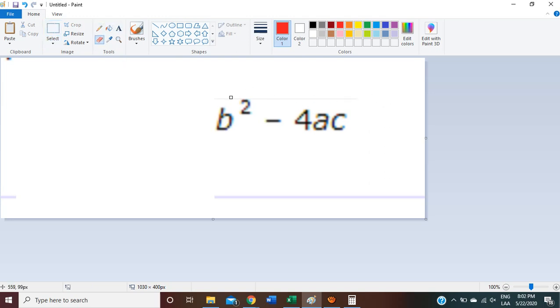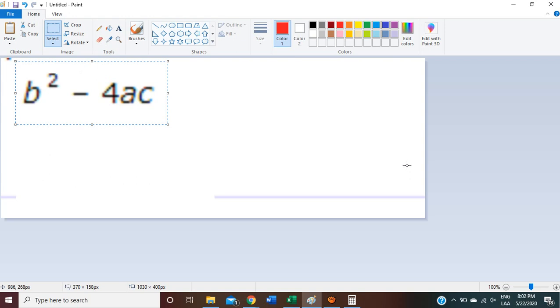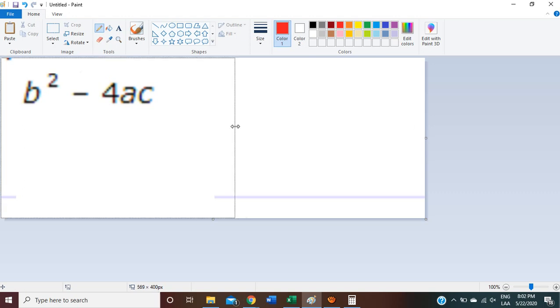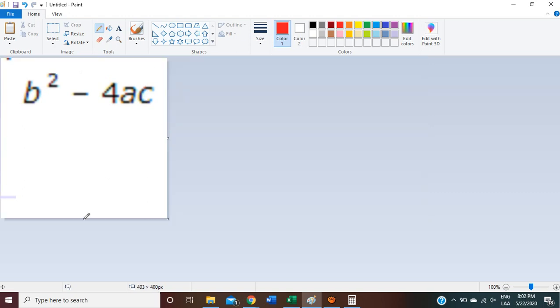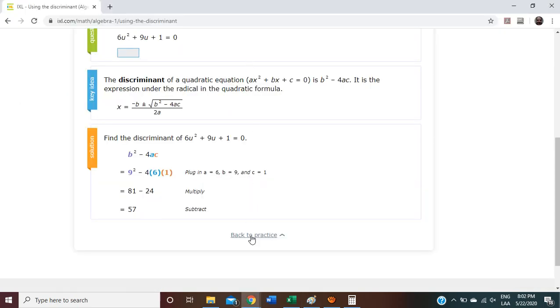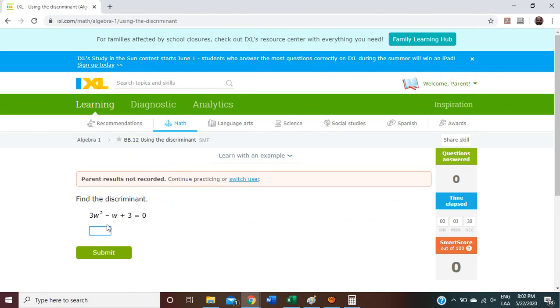b squared minus 4 times a times c. This is the formula we are going to use. Don't forget this, write it down. Try to memorize it the best you can, because it is very important to memorize this part of the quadratic formula: b squared minus 4ac. So let's go back and try to solve this.